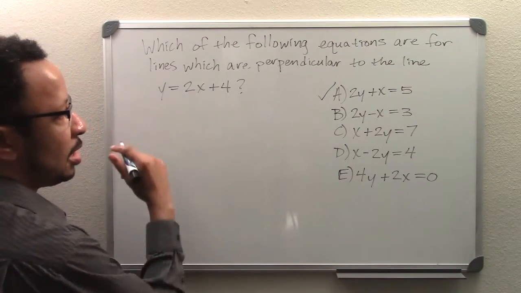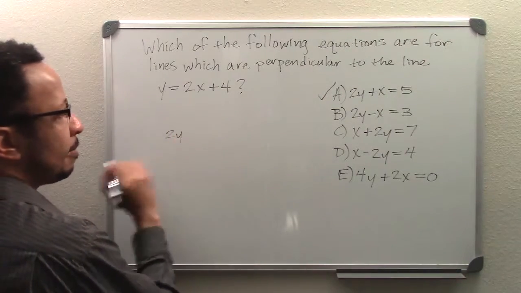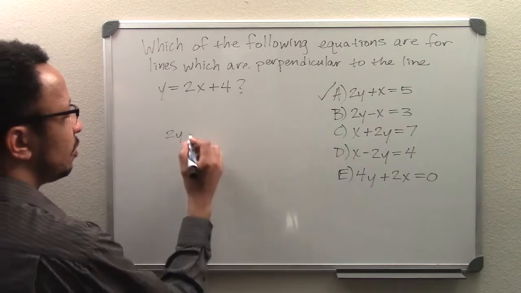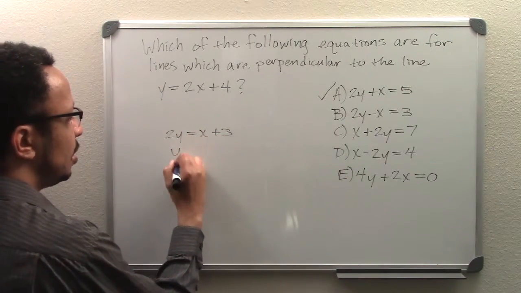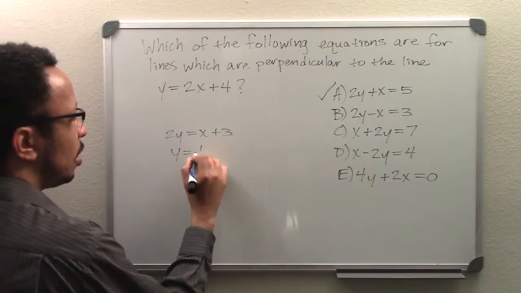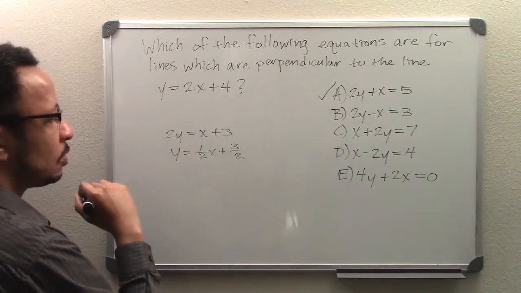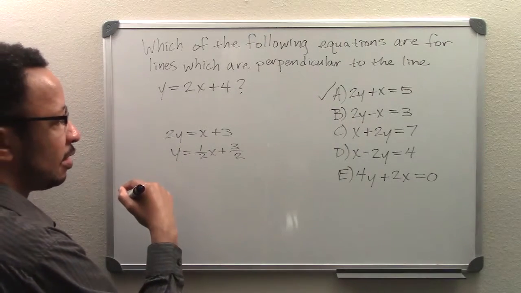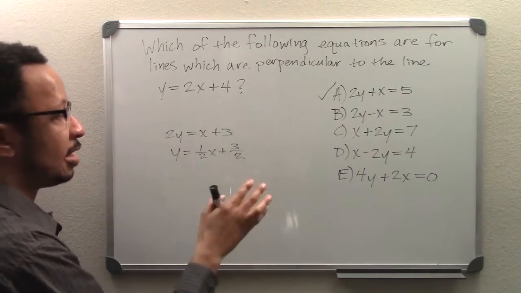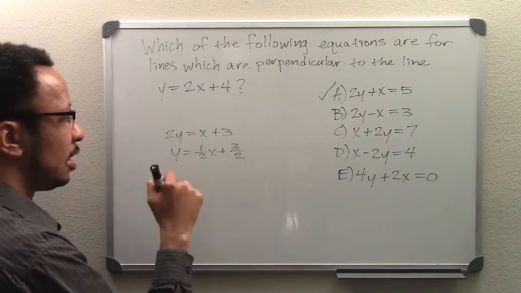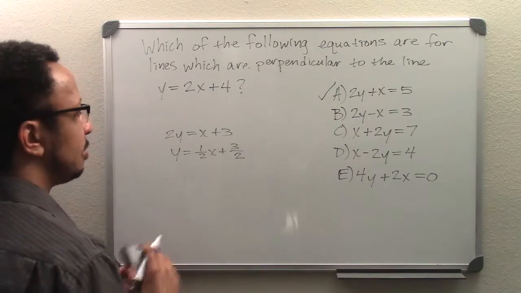Next, is B on that list as well? We have 2y, bring x over to the other side, equals x plus 3, divide out the 2, we have y equals 1 over 2x plus 3 over 2. That's a reciprocal of this slope, but it's not negative, so it doesn't meet that standard. This is not one of them, so don't pick B.